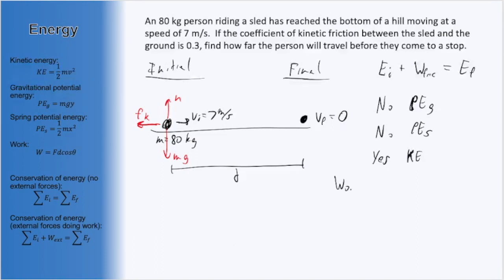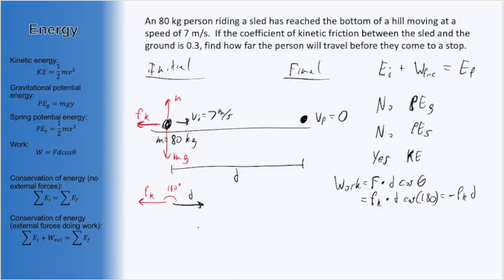Also, when we think about work, it is whatever force is doing the work times the distance times the cosine of the angle between the force and displacement vectors. In this case, our displacement vector is moving to the right, while our force vector is going in the opposite direction. So these make a 180-degree angle that we should be considering as our theta. So plugging in to get our work, we get that work equals the force of kinetic friction times the distance times cosine of 180. But that just works out to negative Fk times distance.